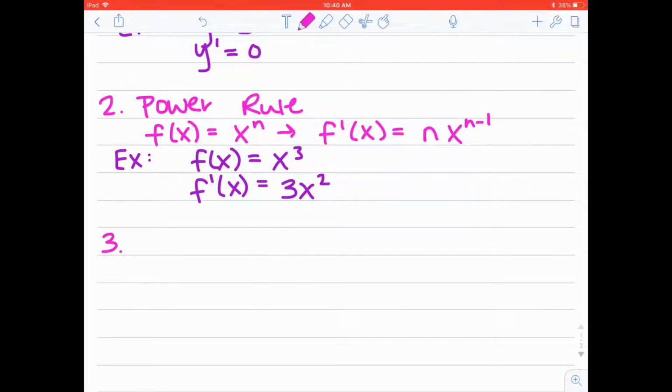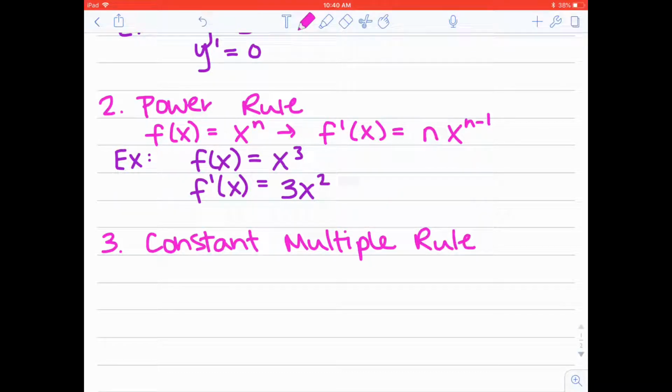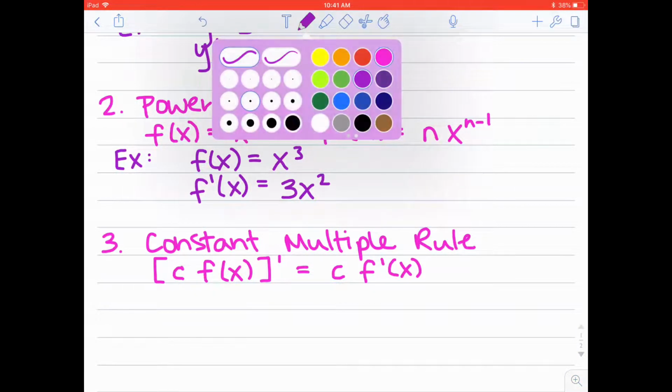Alright, the next rule is the constant multiple rule. And the constant multiple rule says that if we are taking a function and it has some sort of constant in front of it, and I want to figure out what the derivative of that is, then it's just going to be the constant times the derivative of the function, which is definitely easier than it sounds. So for us, let's go ahead and do an example.